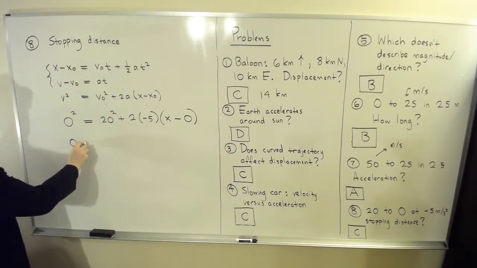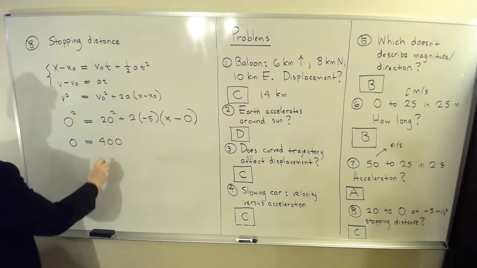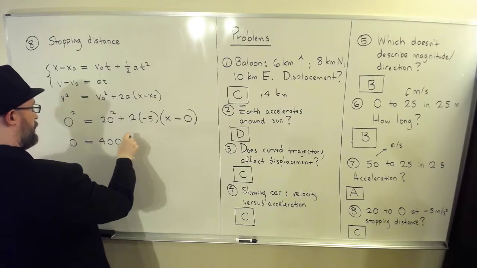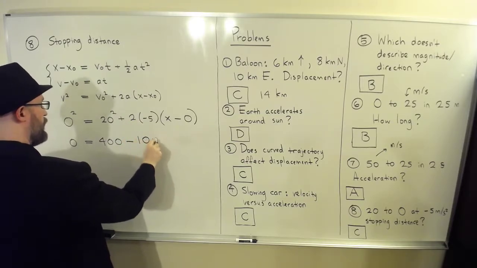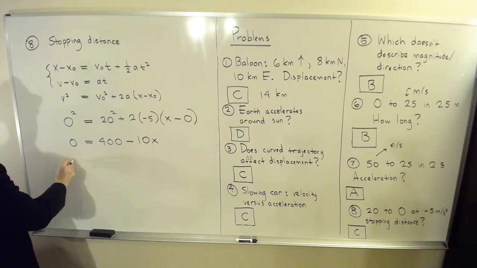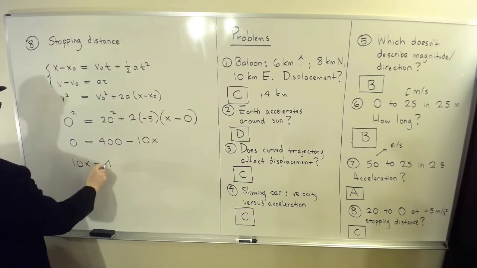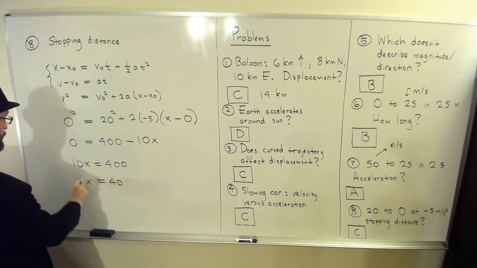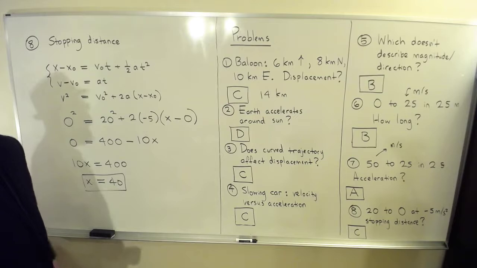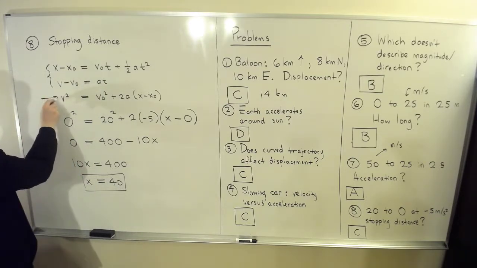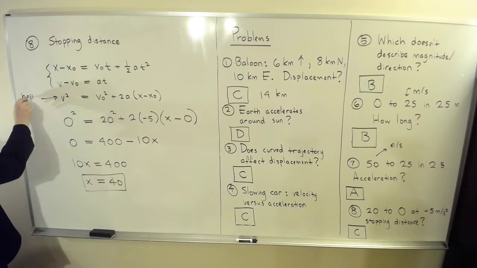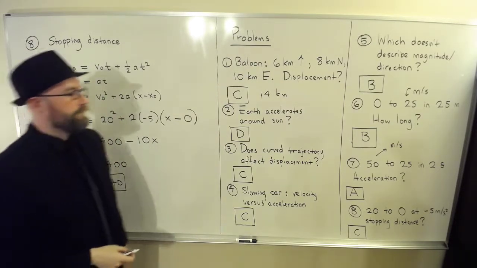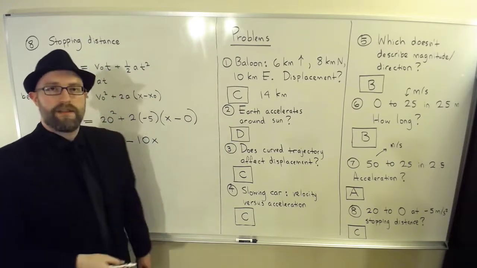So we get 0 equals 400 minus 10x. We move the 10x over to the other side. 10x equals 400. Divide both sides by 10, x equals 40. That's better. In this case, it was better to use this one. So this was better, but either way would get you there. So that does it for this first set of problems.